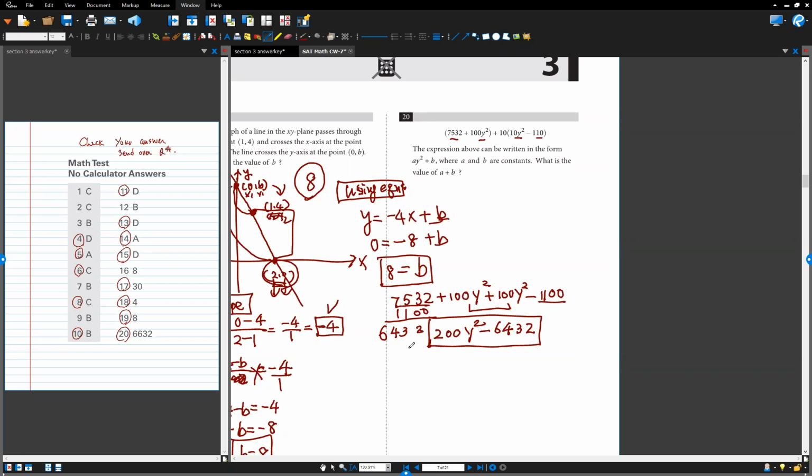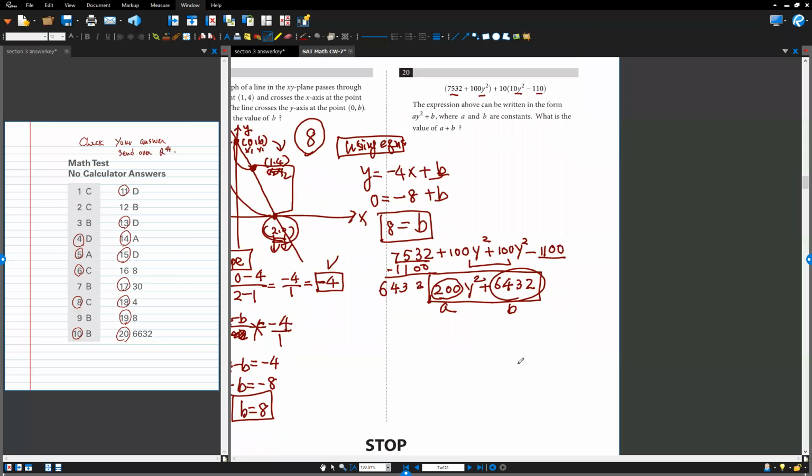That's when you find what? A plus B. I'm sorry, this is positive. Okay, this is A, this is B. We are asking, okay, the sum of this number, how much? 6,432 plus 200 is 6,632, right? Yeah, that is the answer.